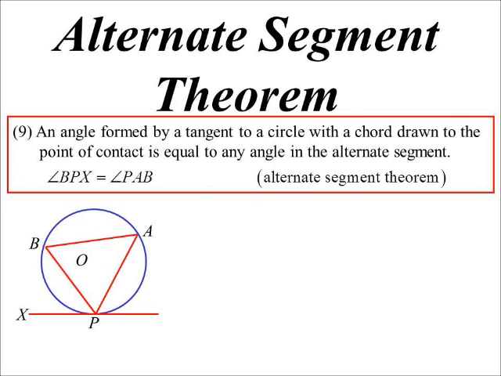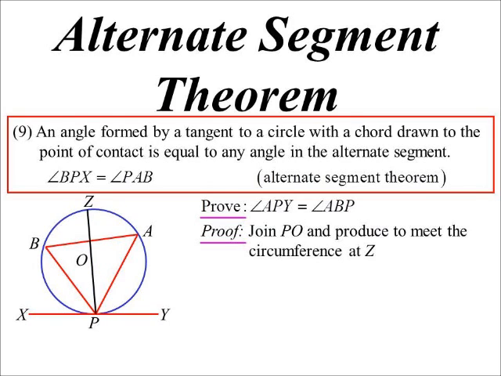Right, let's prove the alternate segment theorem. So I'm going to prove APY is the same as ABP. So again, we're going to construct, I've drawn in a diameter, P through the center, and Z I've called the other side. And then I've joined A to Z.